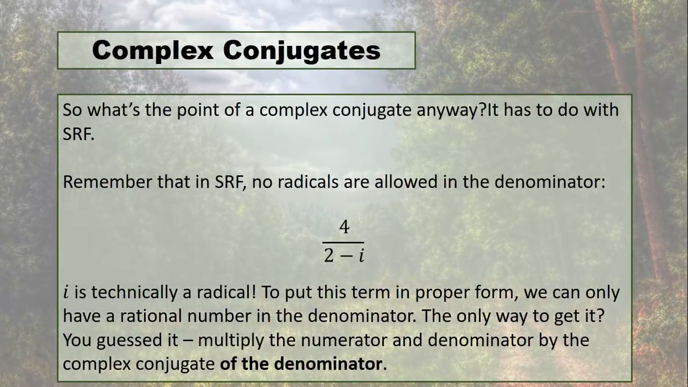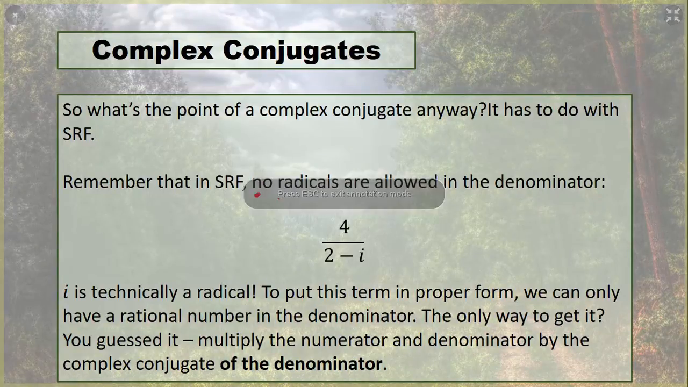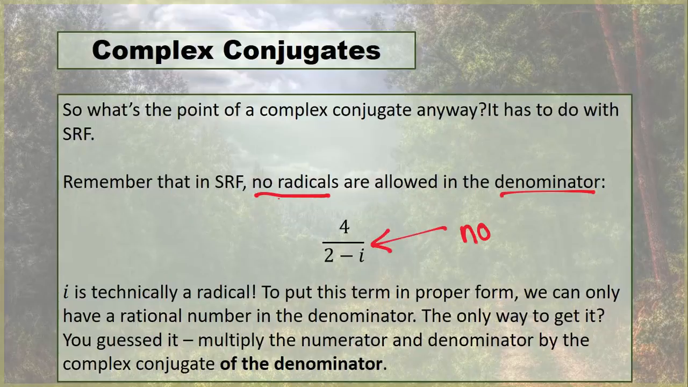All right, so what's the point of a complex conjugate anyways? Well, it has to do with simplest radical form. Remember that in simplest radical form, no radicals are allowed in the denominator. So that number right there is not allowed. Because i is technically a radical if you think about it. It's a square root of negative 1.